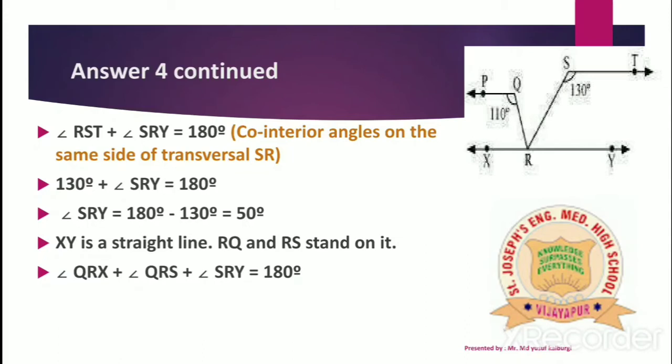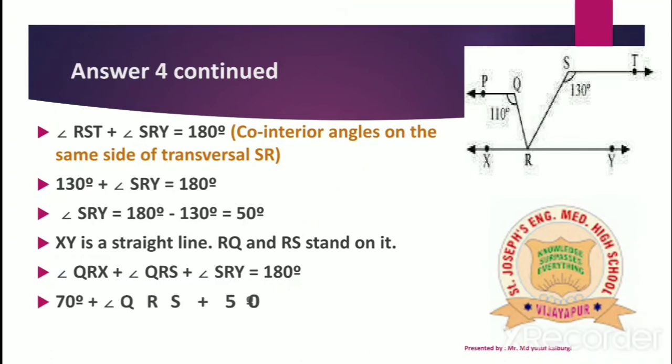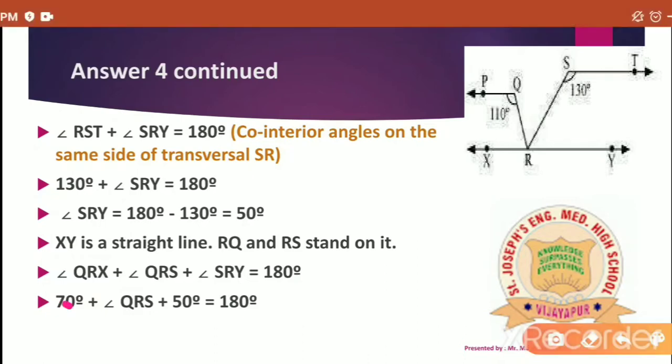That's what we have written. Okay, we know two values. This QRX we have found and SRY also we have found. QRX is equal to 70 degrees and SRY is equal to 50 degrees. So let us put those values in this equation. So 70 plus QRS plus 50 degrees is equal to 180 degrees. If you add these two, it will be equal to 120 degrees.